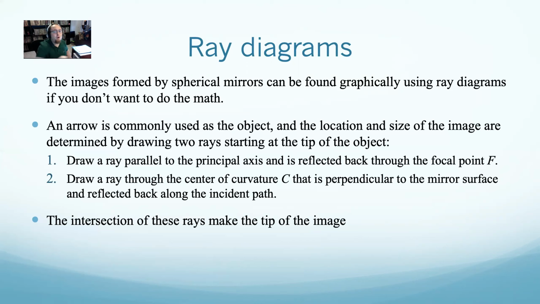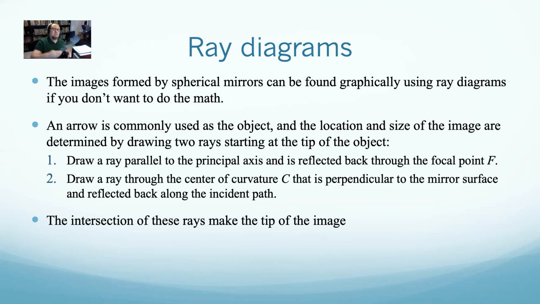And you mark your focal point, which is always halfway to the center of curvature. And you draw your object as an arrow from the principal axis. And from that, you would draw two lines. One that goes straight across, parallel to the principal axis, through F, and one that goes from the top of your object through C. Wherever these lines meet, that will be your image. And you can actually figure out all those things, the magnification, P, Q, if you just sit there with a ruler and measure and figure it out.